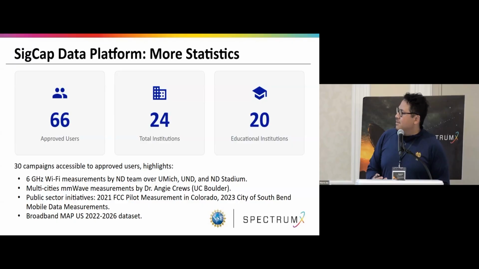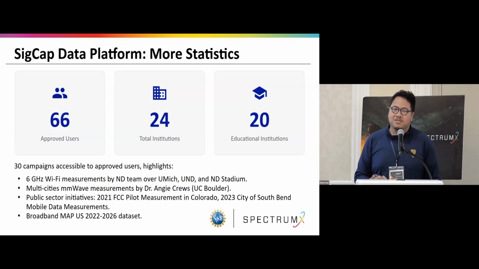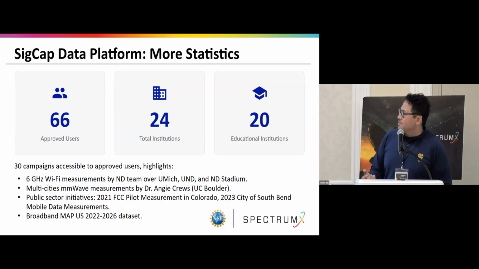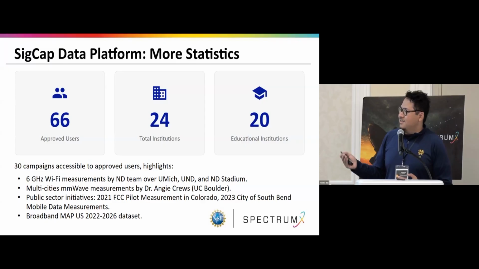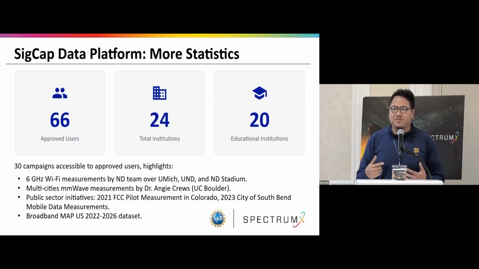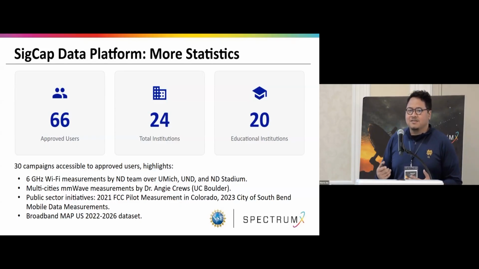And in the past, we also had some public sector collaborators. In 2021, we did FCC pilot measurements in Colorado, and in 2023, we have City of South Bend mobile data measurements. Those are archived in the SIGCAP data platform. And finally, we also have the broadband mappers data from 2022 to the latest. And I realized that this has a discoverability problem: I can only promote these data sets here, but users have no way to discover them, so we'll talk about that. It's future work.